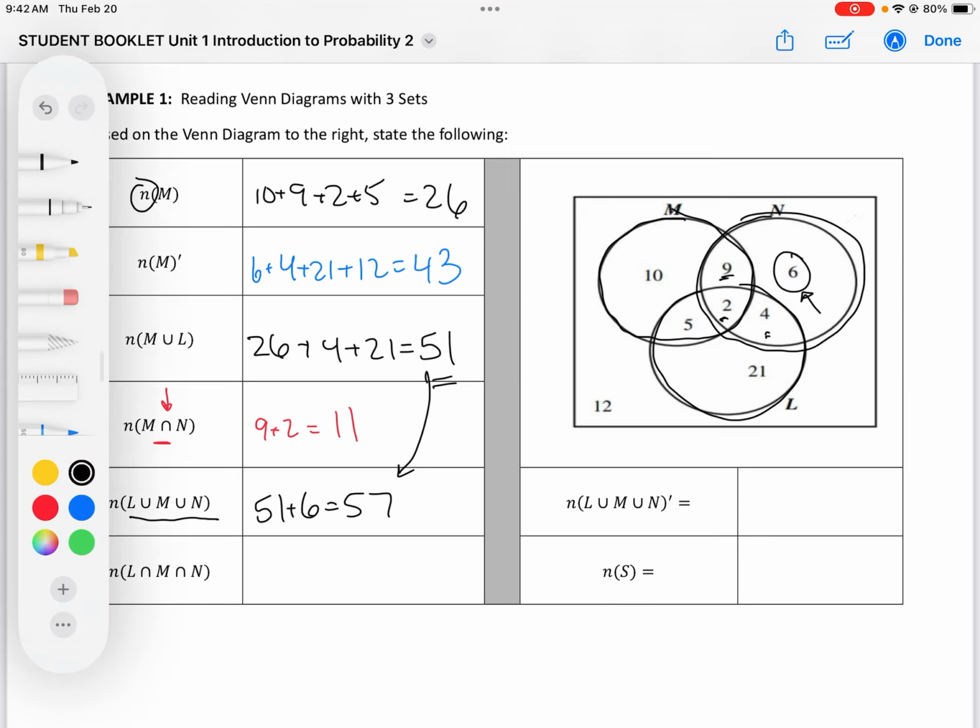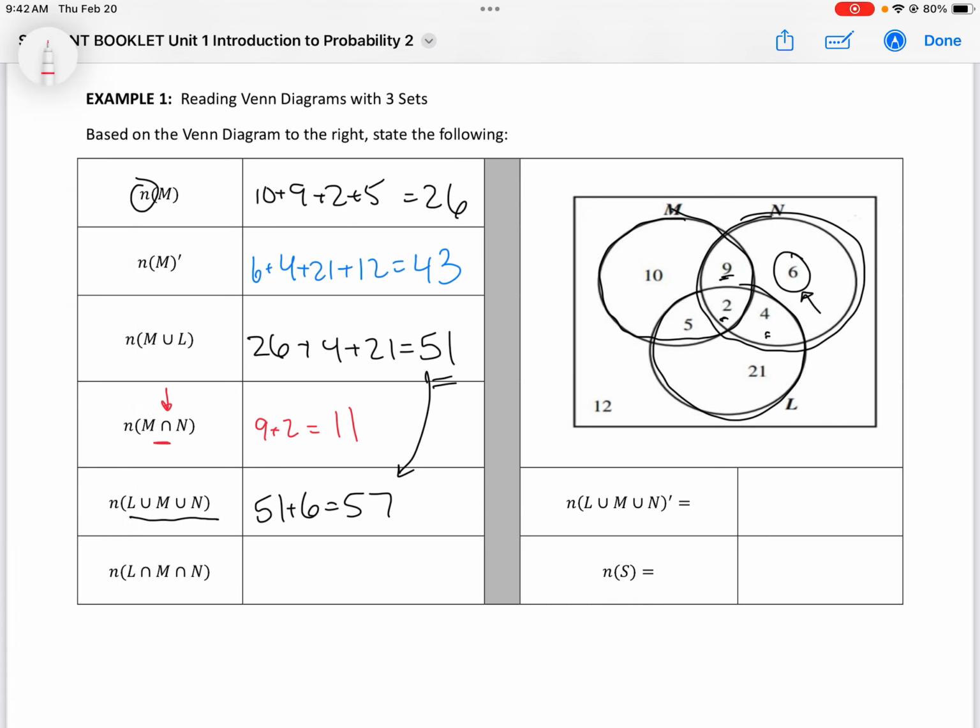Okay, now notation-wise, the number in L and M and N. This is the intersection of all three. So the intersection of all three is right in the middle. It's just 2.